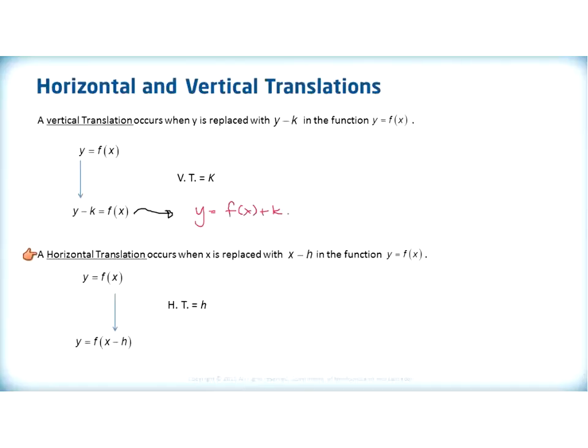A horizontal translation occurs when x is replaced with x - h in the function y = f(x). So if you've got an equation y = f(x), and notice here the x is replaced with x - h, compared to your vertical translation where y is replaced with y - k. So here we're replacing y with y - k, here replacing x with x - h. Again, the result is a horizontal translation of h units.